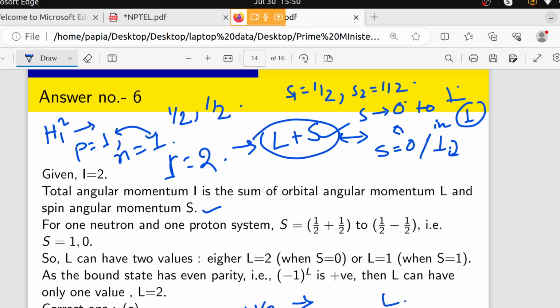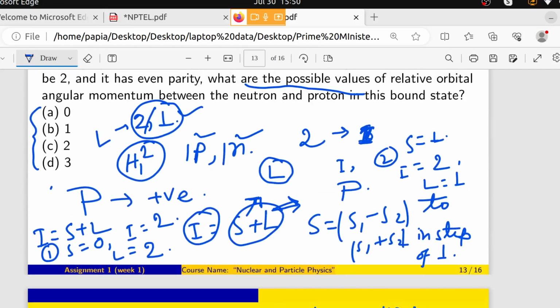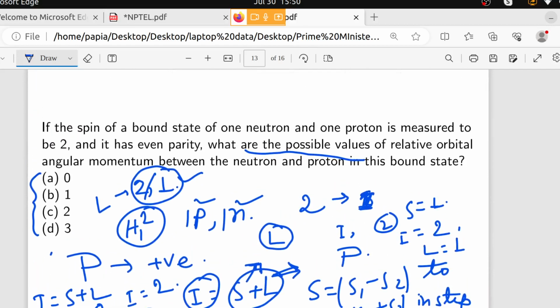Now coming to the second option, L equals 2, that means parity will be minus 1 to the power 2, which is positive, right? So we can conclude that L can have the value 1 or 2, but due to the parity constraint, L cannot be 1; L should be 2. So the answer is L as 2, which is option number 3, C.